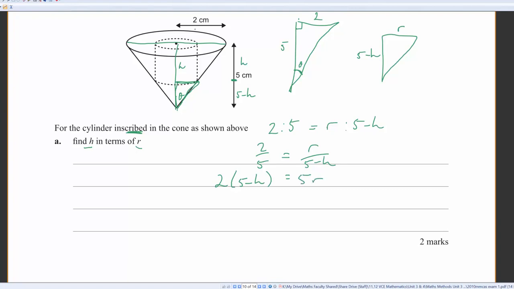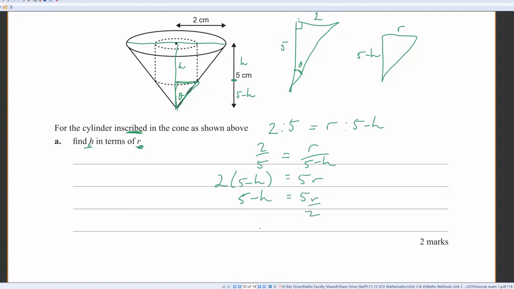All right, now I want to find h in terms of r. So I need to make h the subject. So I'm going to divide by 2. So I'm left with 5 take h equals 5r on 2.